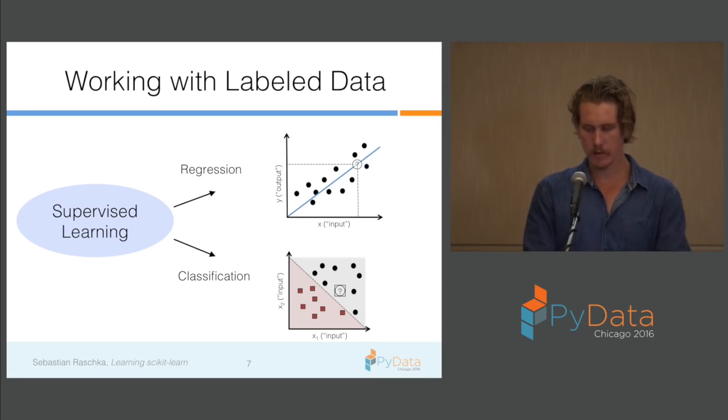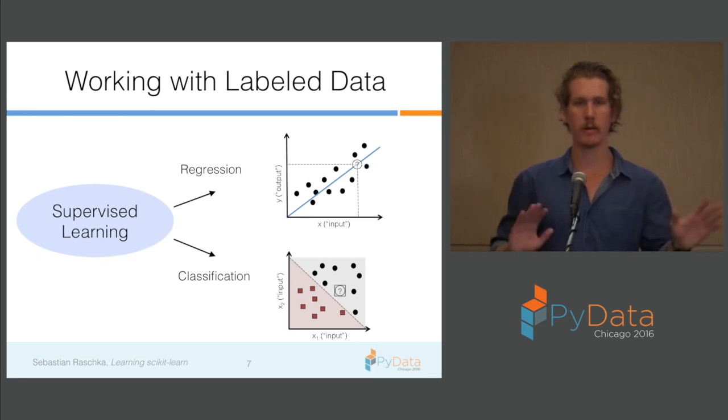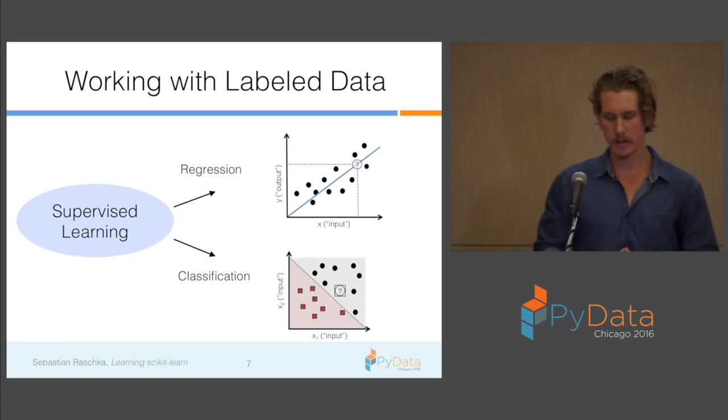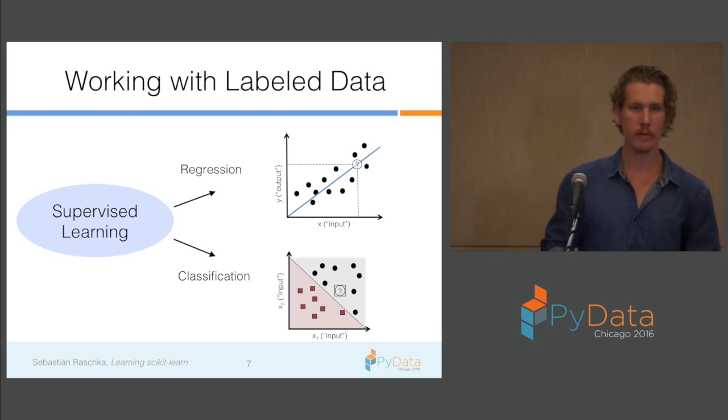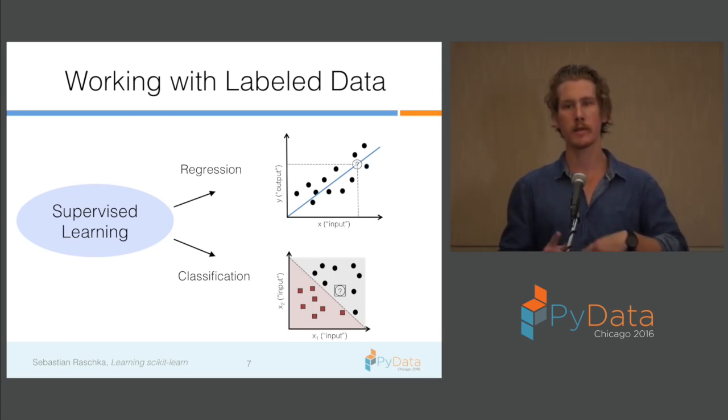And when we break down supervised learning, we can basically say the big categories are regression analysis and classification. In regression analysis, we have a continuous output variable. So we have a continuous input or a binary input, and then we want to predict a continuous output variable. And in classification, we have hard labels.